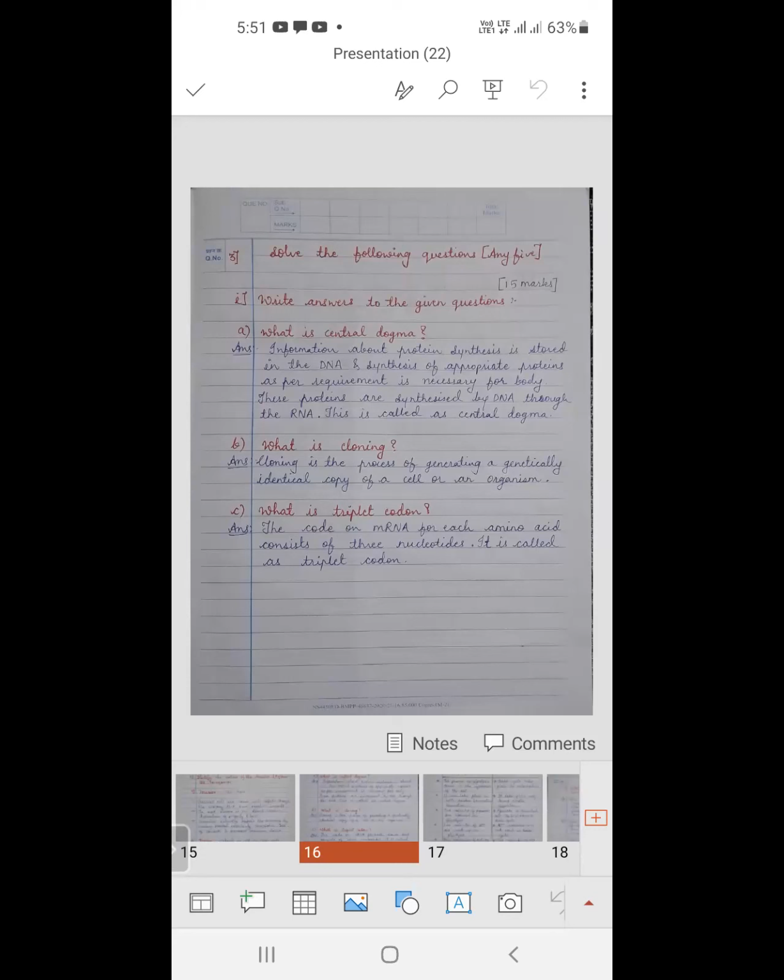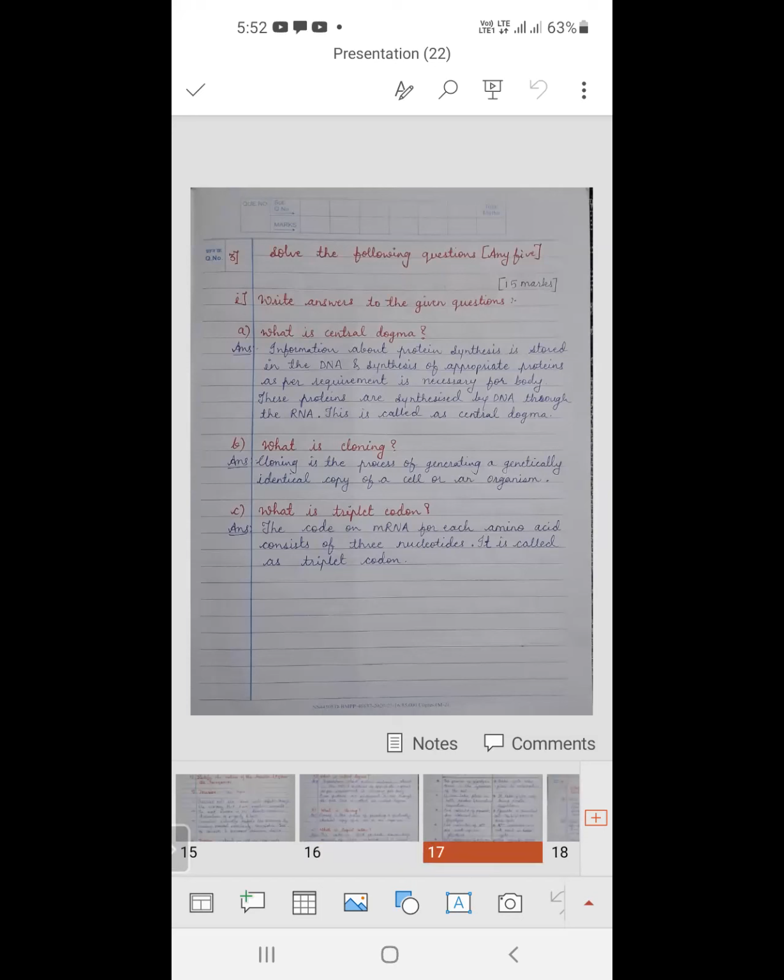Next, that is C. What is triplet codon? The code on mRNA for each amino acid consists of 3 nucleotides. It is called a triplet codon. So this is the expected answer. And if you write the answers in this way, you can score 3 marks for this question.